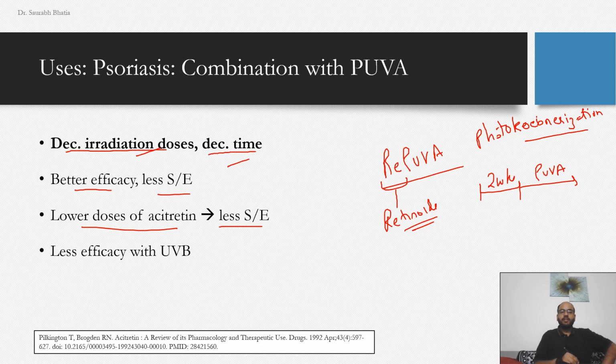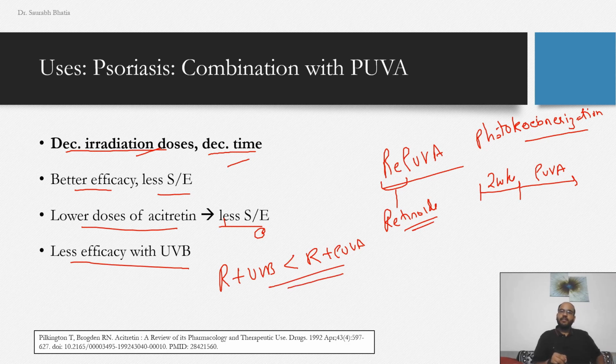The combination does have less efficacy along with UVB. That means retinoid plus UVB is less efficacious than retinoid plus PUVA. So if you want to give retinoids and a phototherapy, it's a good idea to start with PUVA. Okay, so repeat after me. The combination with PUVA decreases doses, decreases time, decreases the total doses of acitretin, and it is found to be efficacious in psoriasis.